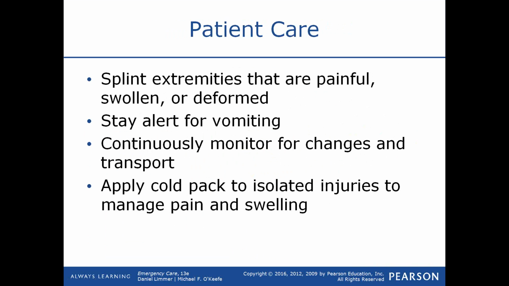Splint your extremities that are painful, swollen, or deformed. There's a variety of different types of splints out there, and in your labs and practice you'll use a bunch of them. Just remember the basic principle of splinting: immobilize the joint above and below the suspected fracture. What you use varies widely depending on what you have available to you.